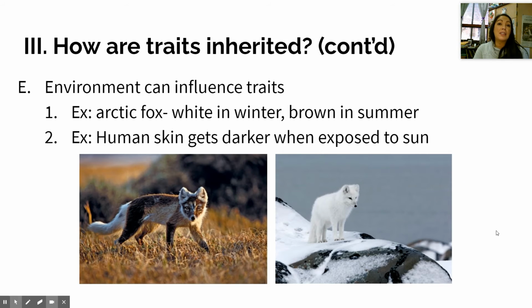Another example is human skin. The melanin in our skin makes our skin get a little bit darker if we're exposed to UV light for long periods of time. This is just an example of how the environment can influence our traits. That's an adaptation that our skin has to help protect us from those UV rays. And the Arctic fox's coloring is an adaptation to help it hide so it can hunt a little bit easier, so it can hide from its prey as it's trying to stalk, and also probably hide from predators as well.